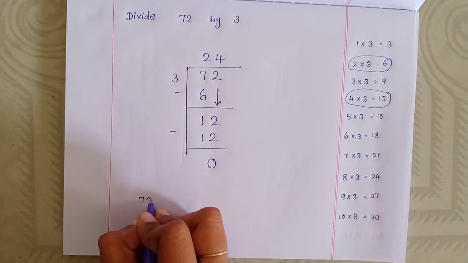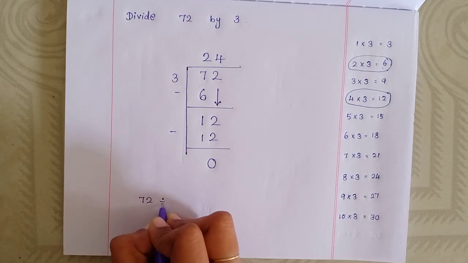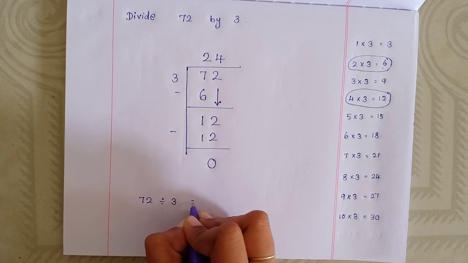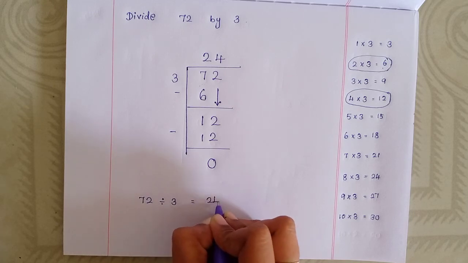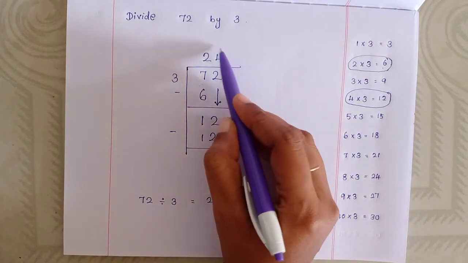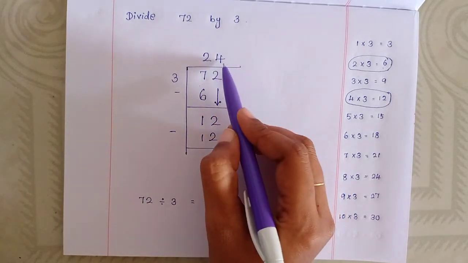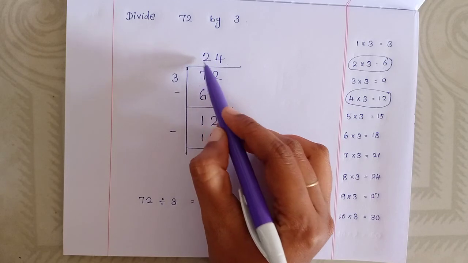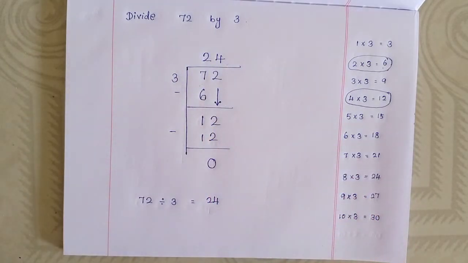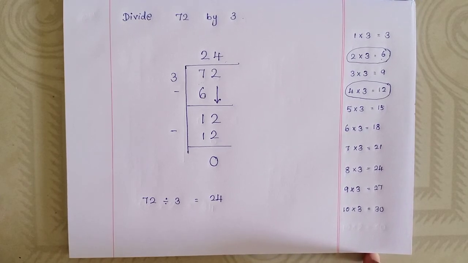Okay, 72 divided by 3 is equal to 24. This is the quotient. Yes, this is the answer, and this is the remainder. Okay, now we want the answer only. So this is the answer. The answer is 24. Can you understand, children? Okay, very good.